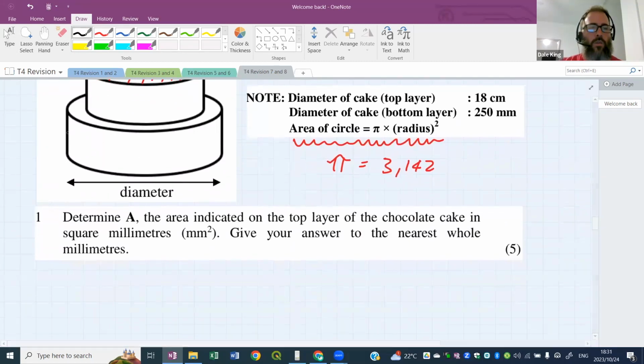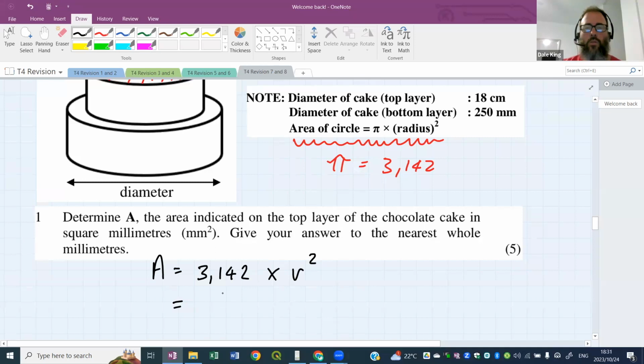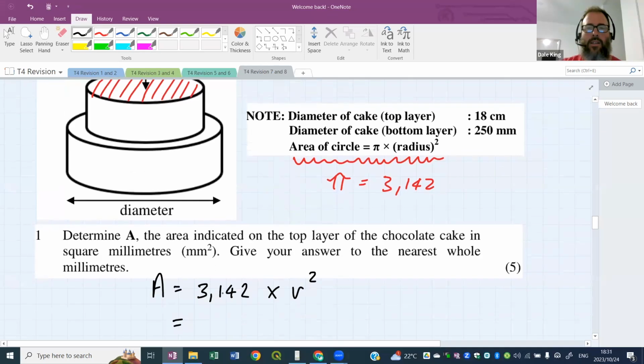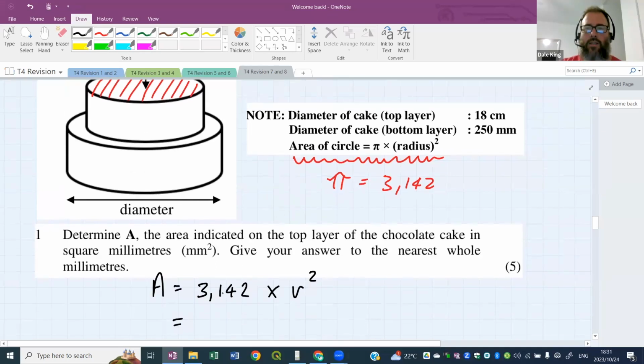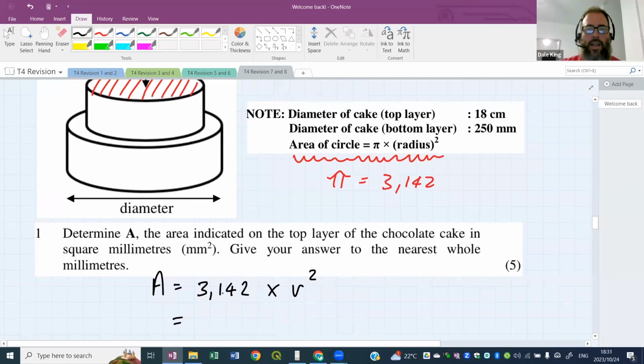Okay. So I'm going to write the formula out always. Write it out first. Area is equal to pi, and we know pi is 3.142, times a radius squared. I'm just going to write this out first. Now we need a radius for this formula. They tell us that the diameter of the cake is 19 centimeters. All right. Now, two things. We obviously need to convert the diameter of 19 centimeters into a radius.